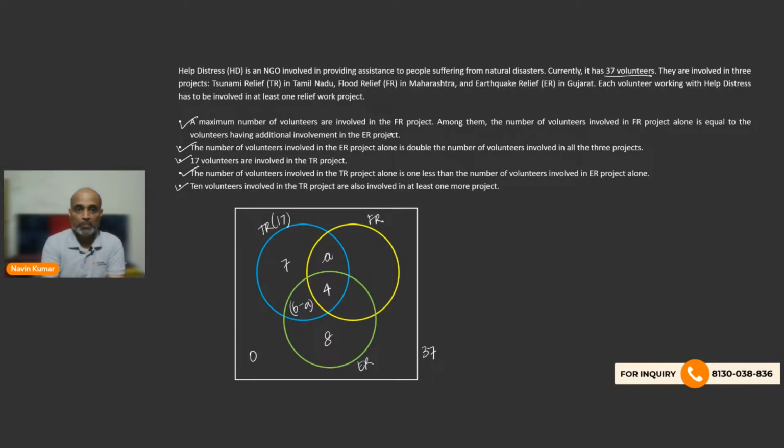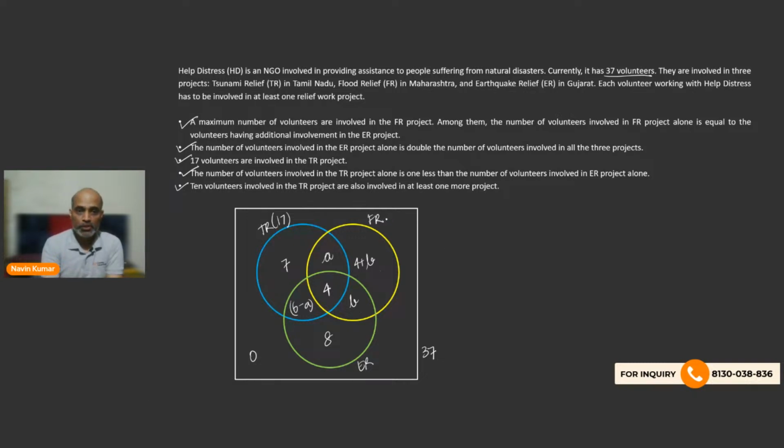Among the people who are in FR project, the number of volunteers involved in FR project alone is equal to the volunteers having additional project in ER. So additional project in ER, let's call this B. If this is B, then FR and additional involvement in the ER project is 4 plus B. So only FR is going to be 4 plus B.